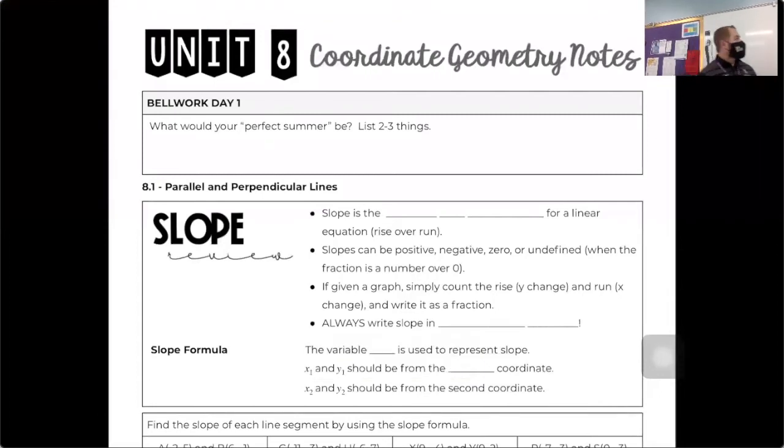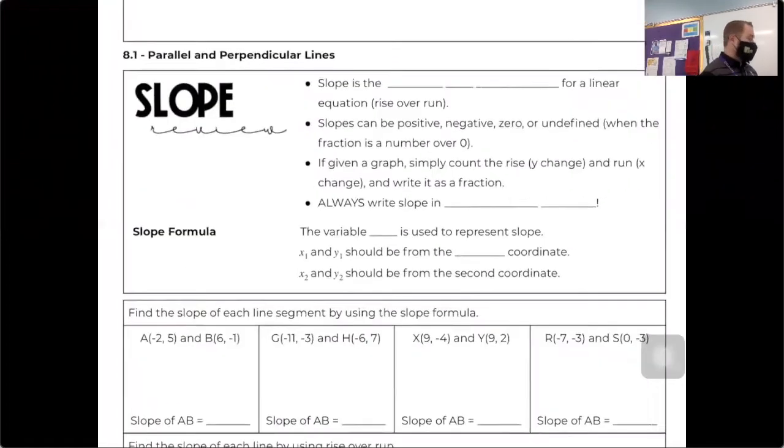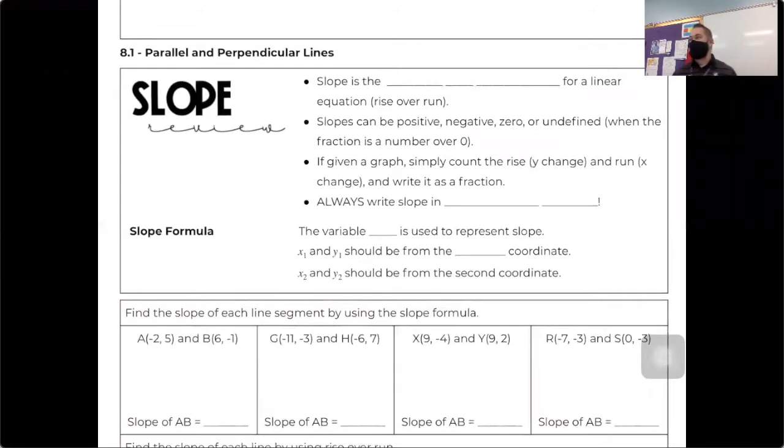All right. So we're starting off Unit 8 today. We're looking at coordinate geometry in Unit 8. Coordinate as in the coordinate plane. So we are talking about graphing things. We're talking about graphing things in the coordinate plane and the different geometry things that we've been talking about.